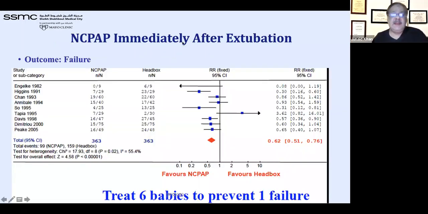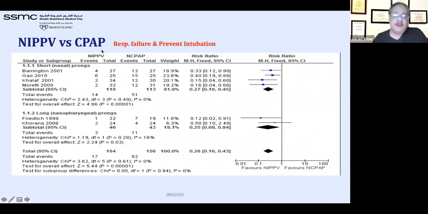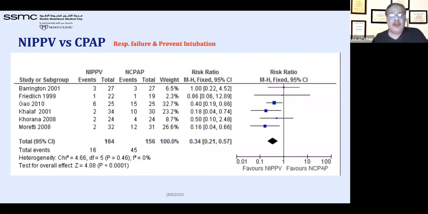So NCPAP immediately after extubation, a lot of studies favor NCPAP as compared to the head box. It treats 6 babies to prevent 1 failure. But NIPPV in respiratory failure and preventing intubation is better than nasal CPAP. So in our practice, if the baby is less than 27 weeks, we put the baby on NIPPV as compared to CPAP after extubation or after the delivery room when the baby comes to the NICU. This is to prevent intubation also. NIPPV is better as compared to CPAP, as I just told you.